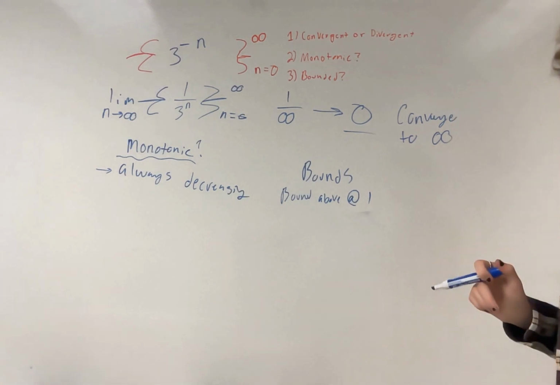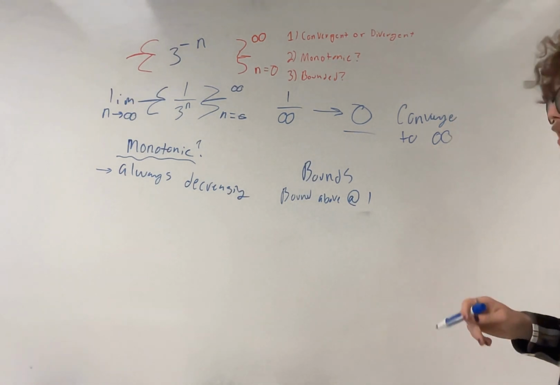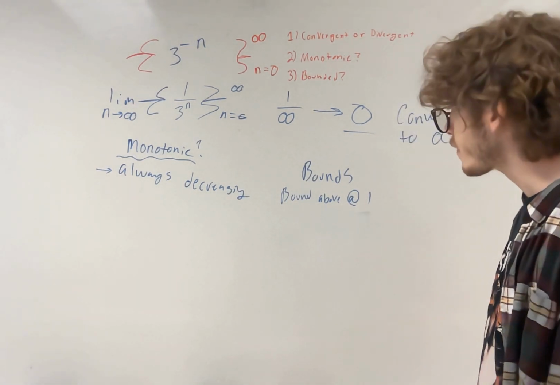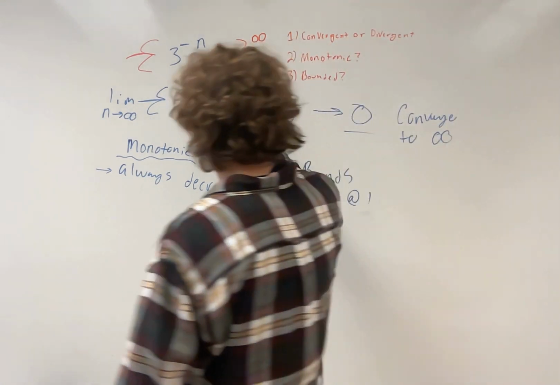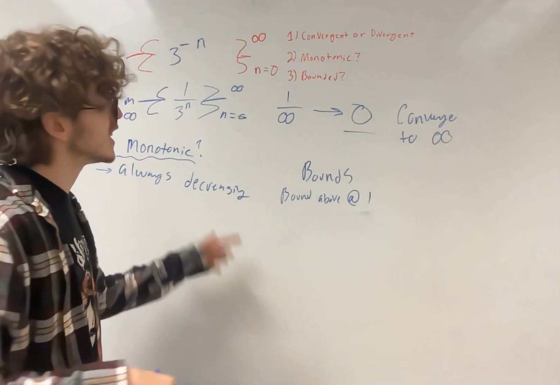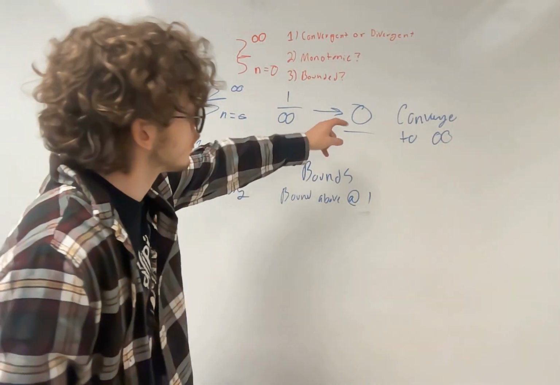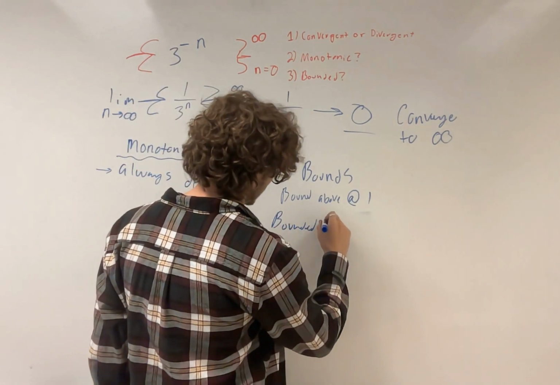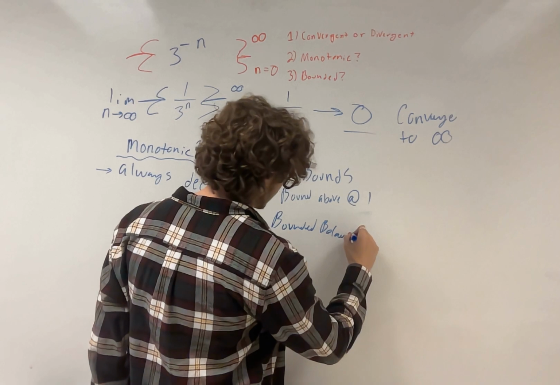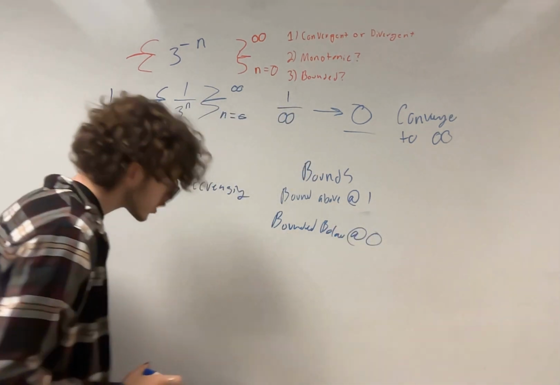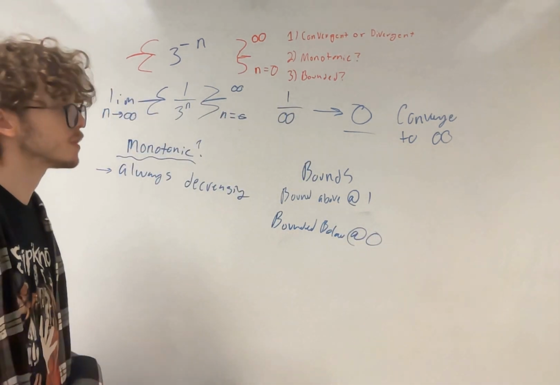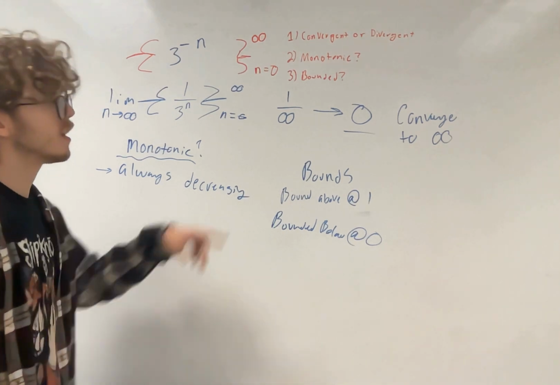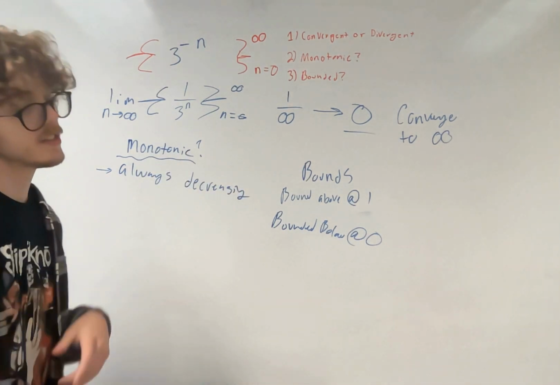Are we bounded below? Is there a floor? Yes, there is. When we took the limit as n goes to infinity, we found it converges to 0. So we are bounded below at 0. So we're going to find all of our values in the sequence between 1 and 0. We converge to 0, and we're always decreasing.